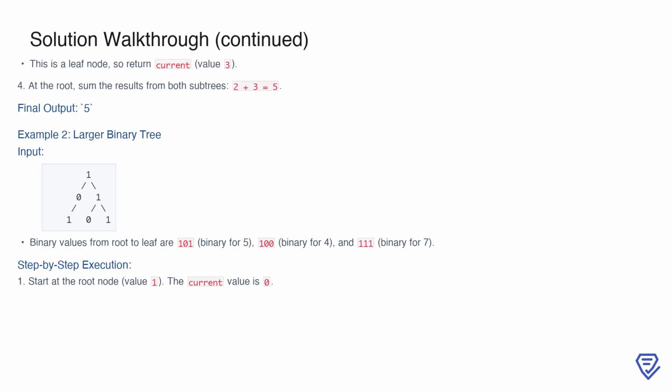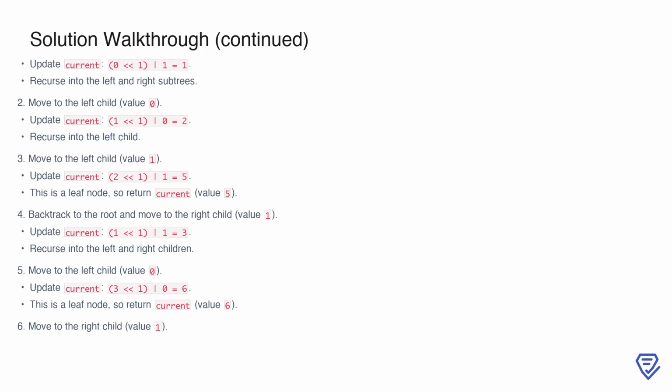Starting at the root, the current value begins at 0 and is updated to 0 << 1 + 1 = 1. From here, we recurse into both the left and right subtrees. First, we explore the left subtree. Moving to the left child with value 0, the current value updates to 1 << 1 + 0 = 2.